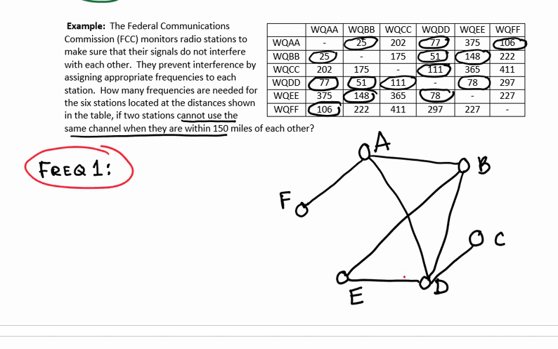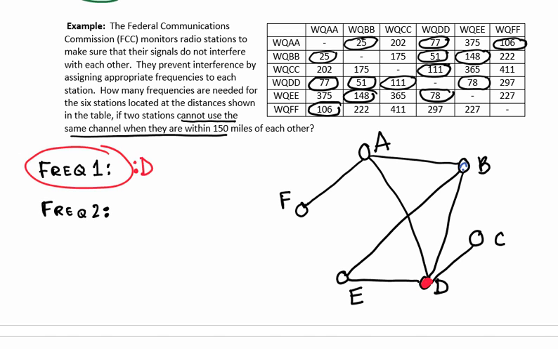All right, so we have frequency 1. I want to start with vertex D because it is the most connected. It has the highest degree, so we'll put station D there. Looking at my degree 3s, which are next, looks like we need another channel. So frequency 2.